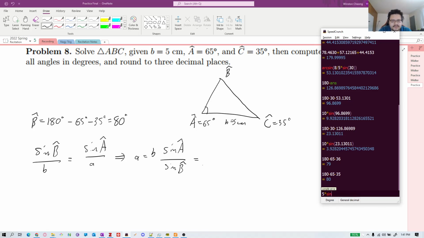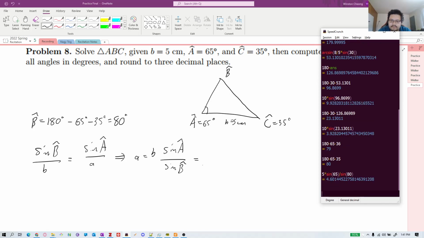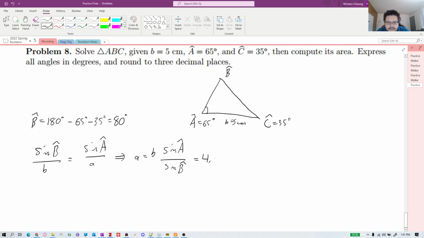5 times sine of angle A, which is 65, divided by sine of angle B. Angle B is 80. So we get 4.601, I think I saw. And this is measuring a length, centimeters.